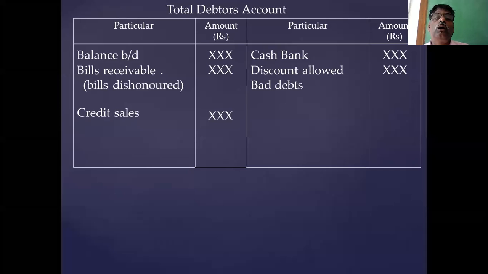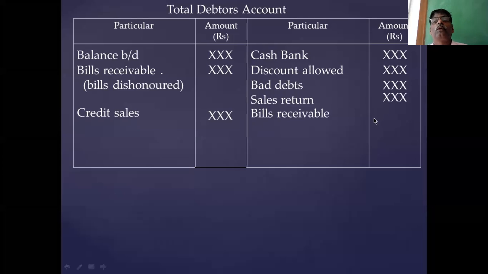Suppose any debtor or the person who purchased on credit fails to pay the dues and that cannot be recovered in future also. That is called bad debt. And that bad debt also decreases the debtor's balance. Bad debt, fourth one. Fifth is sales return. Whenever the debtor returns the goods already sold by you, that is called sales return, which decreases the debtor's account. Therefore, it is taken as sales return.